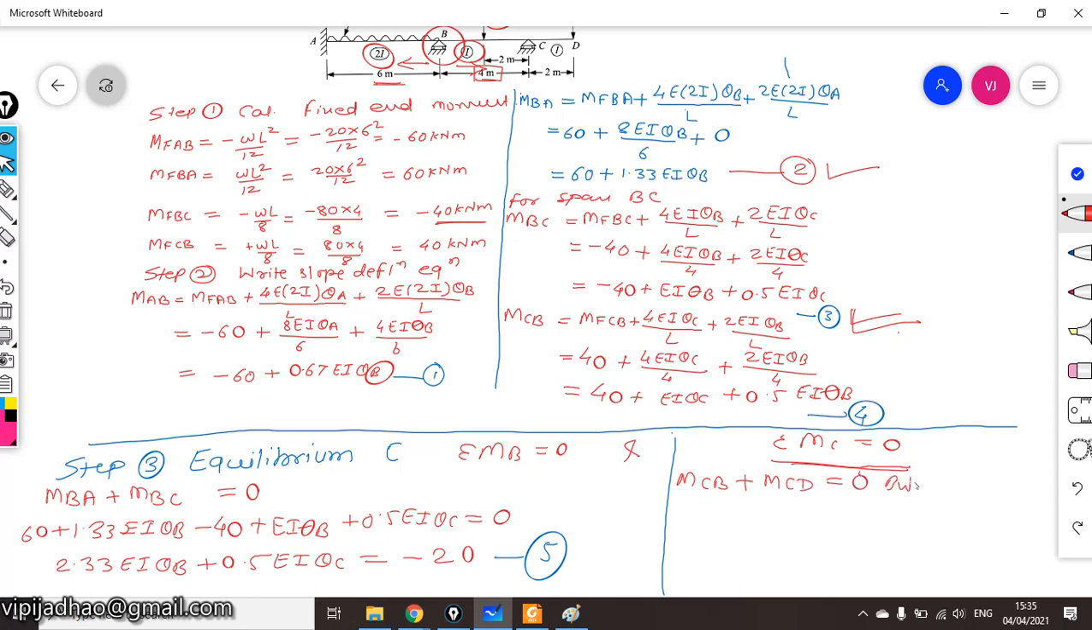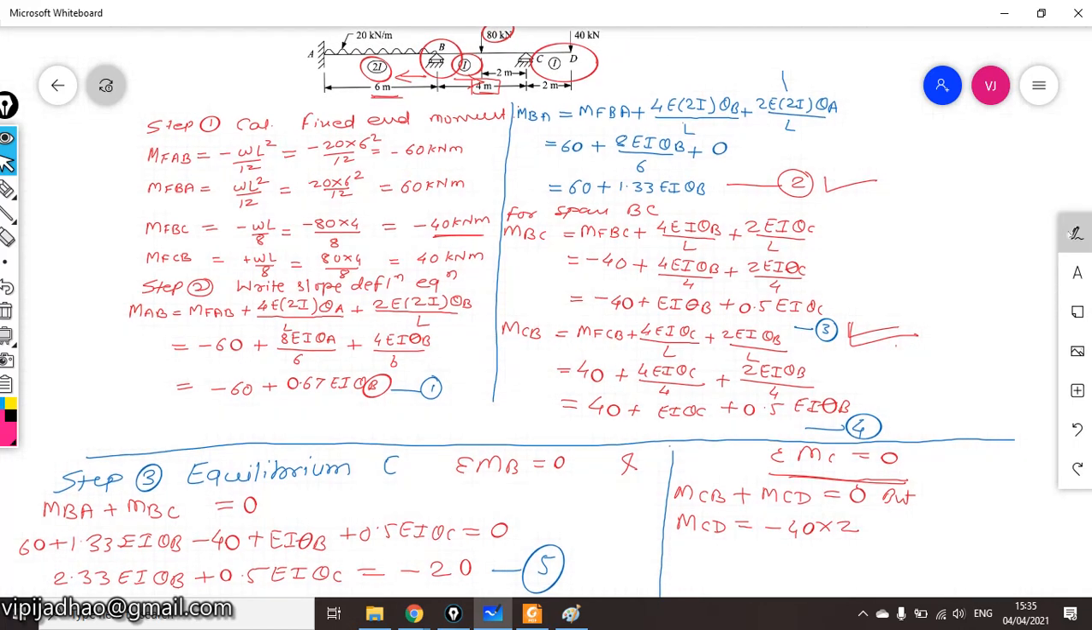But we have this portion MCD, this is an overhanging portion, therefore the bending moment for this particular portion, MCD, will be equal to minus 40 into 2, because the load acting here at point D is 40 kilonewton. Therefore minus 40 into 2 will be equal to minus 80 kilonewton meter. Why are we considering minus?